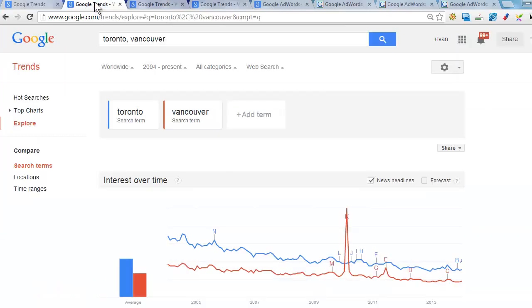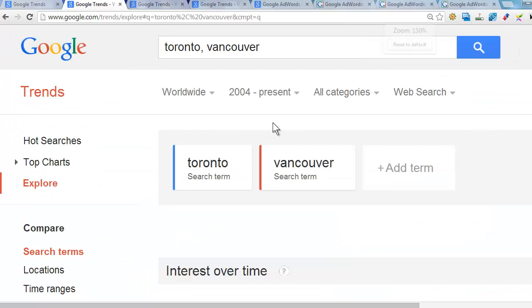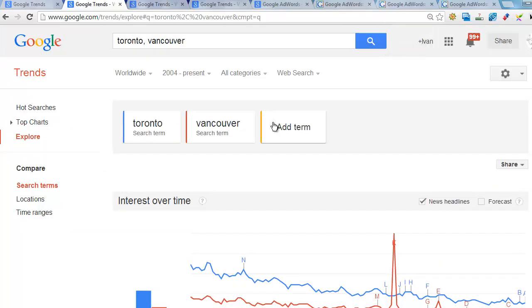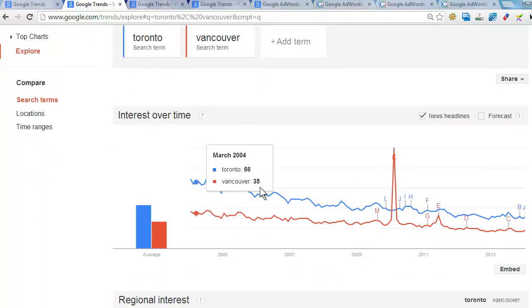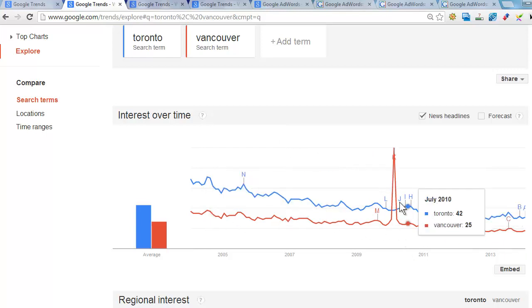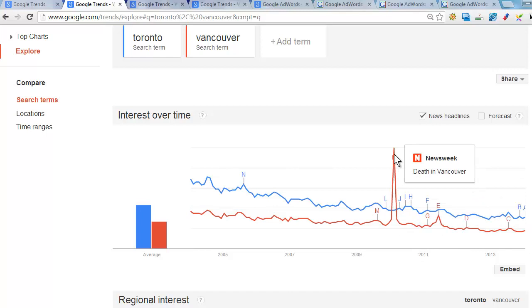I'm going to use an example of people searching for the terms Toronto and Vancouver. A travel company, for example, might want to understand what travel destinations people are searching for. So let's see what happens with Toronto and Vancouver. We see the blue line is Toronto and the red line is Vancouver. We can see that in 2010, for example, many more people searched for the term Vancouver because of the Vancouver Olympic Games. However, generally speaking, Toronto, being a much bigger city, does have higher search volume as well.